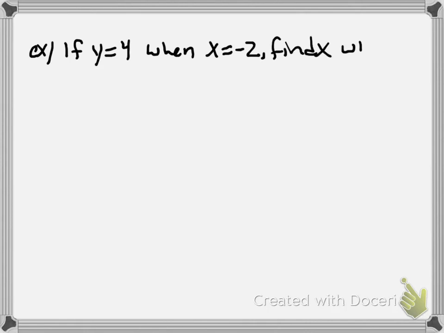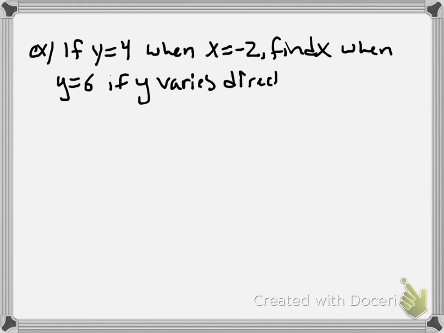So usually they're set up something like this. If y is equal to 4 when x is equal to negative 2, find x when y is equal to 6, if y varies directly with x. Sorry, that's coming out really sloppy. My pen is just not writing well.